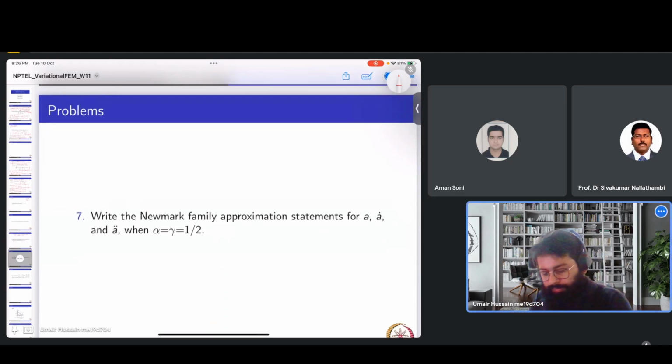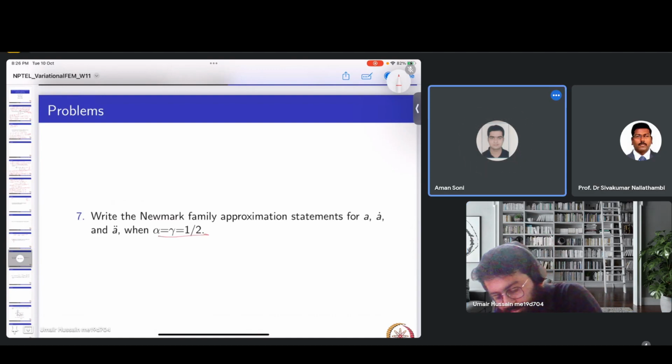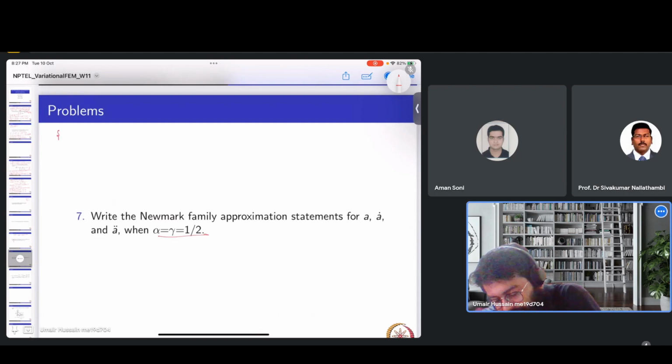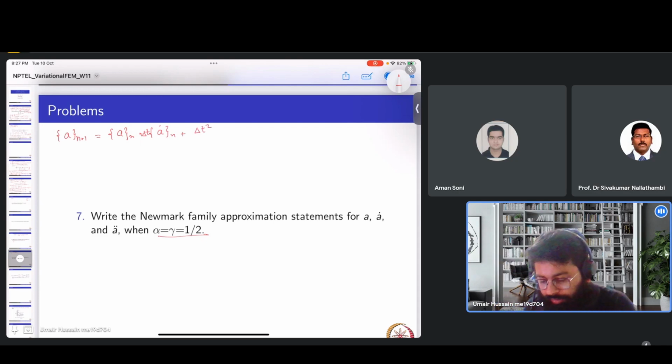Okay, this is going to be complicated. So we have to write the Newmark family approximation statement for A dot, A, and A double dot. Alpha equals gamma equals half. So I tried to keep it simple here. I'll try to remember it. We had A n plus 1 equals A n plus A dot n, I guess. Delta t times A dot n plus delta t square something. I forgot it.